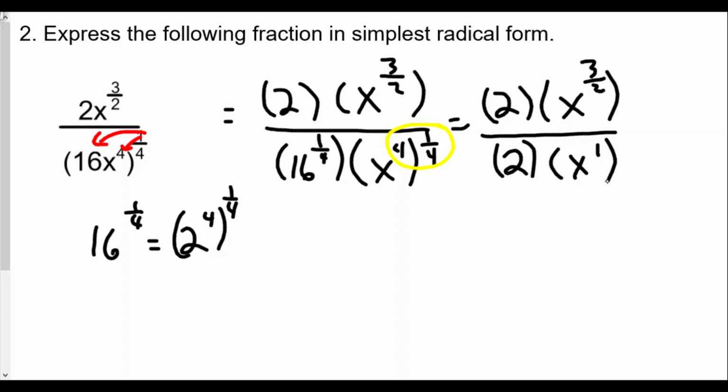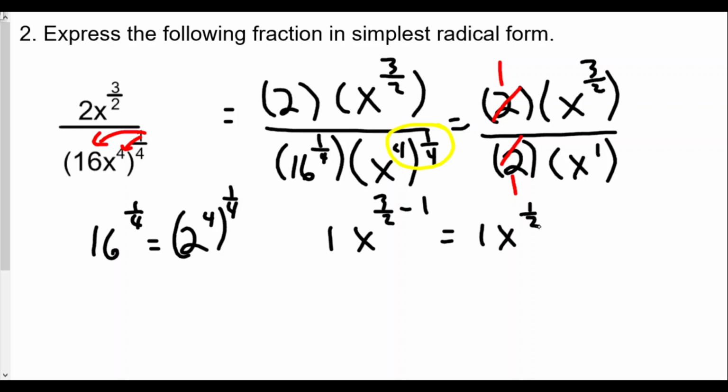Now we're going to simplify. 2 divided by 2 just becomes 1. And x to the 3/2 divided by x to the first really becomes x to the 3/2 minus 1, because when you divide two numbers with the same base, you keep the base and subtract exponents. So this becomes 1 times x to the 1/2.